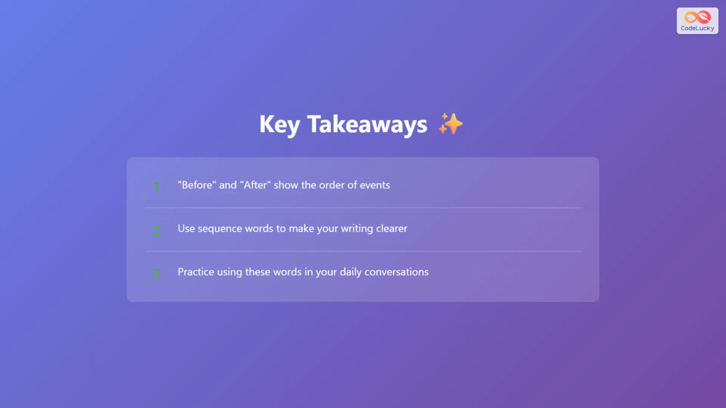Let's review the key points from this lesson. First, before and after show the order of events and help us understand which thing happened first. Second, using sequence words makes your writing and speaking much clearer and easier to understand. Third, the best way to learn is to practice using these words in your daily conversations. Start using before and after today, and you will become more confident in your English.